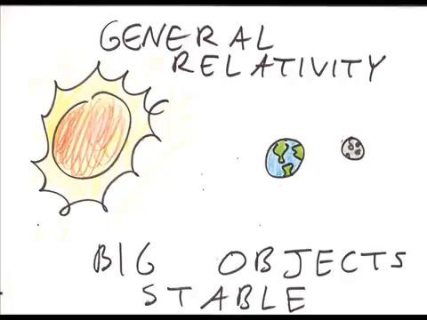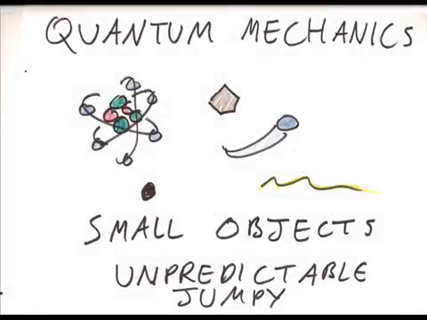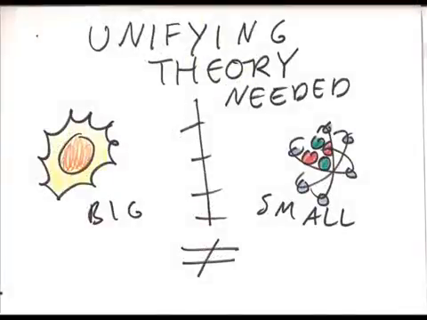General relativity explains how big objects move and shows a stable view of the universe. Quantum mechanics explains how really small objects, like atoms and electrons, move and shows an unpredictable and jumpy view of the universe. We can't have a universe with two different sets of rules for how things move. What is needed is a theory that can explain the motion of big and small things, a unifying theory.